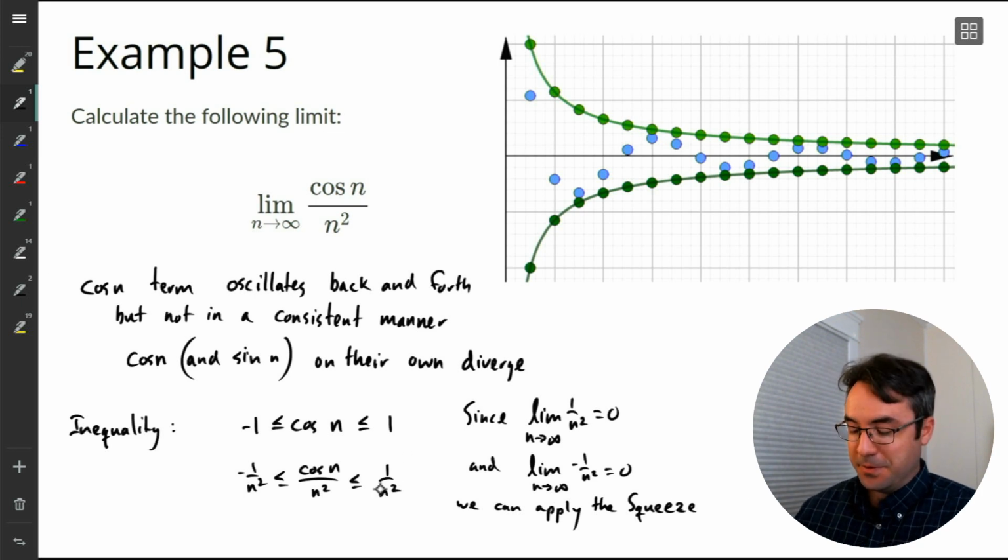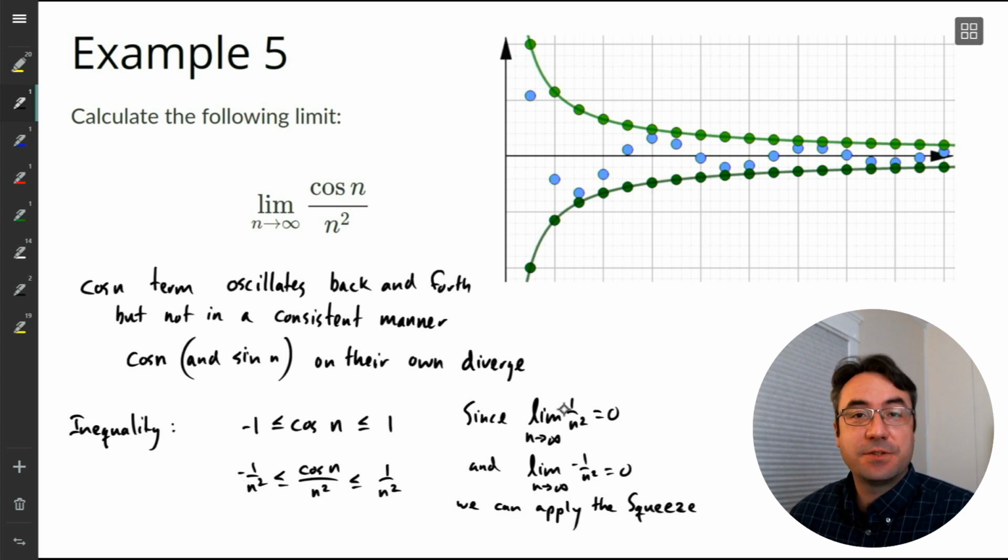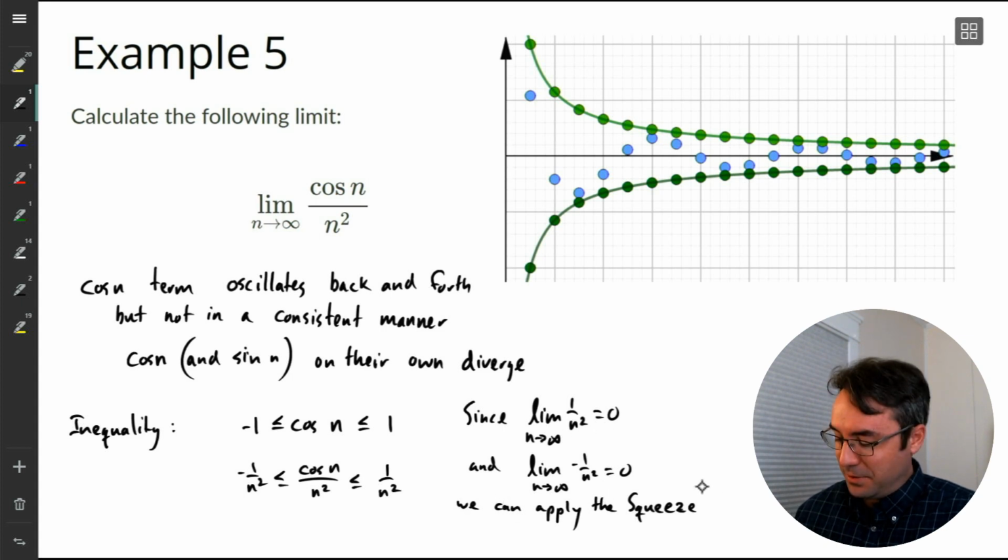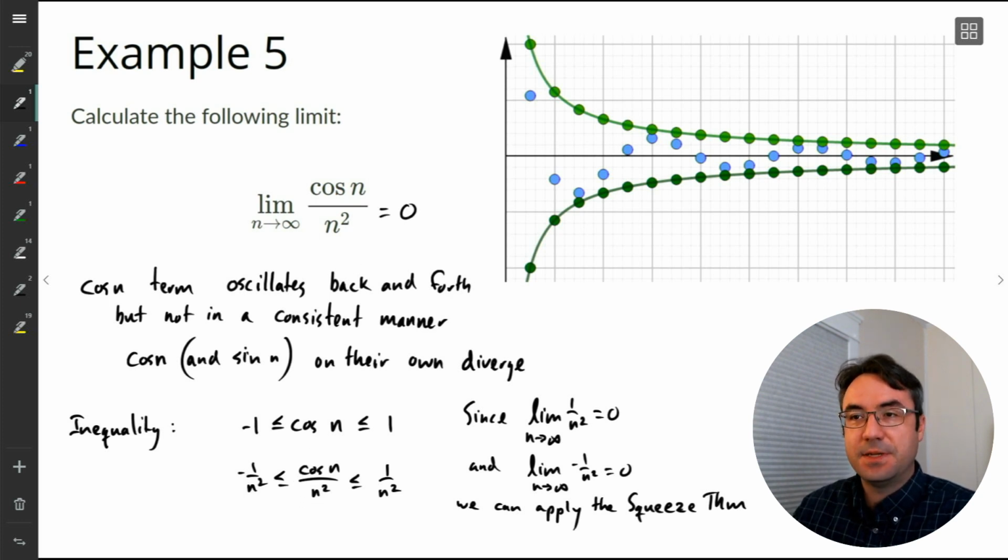So since we know those terms on either side of this inequality, the 1 over n squared, that's just one of our c over infinity forms, it goes to 0. -1 over n squared, that's also one of our c over infinity forms. So they both go to 0. So we can apply the squeeze theorem to that sequence in the middle, and that also must go to 0. It's forced. It exists, and it goes to 0.